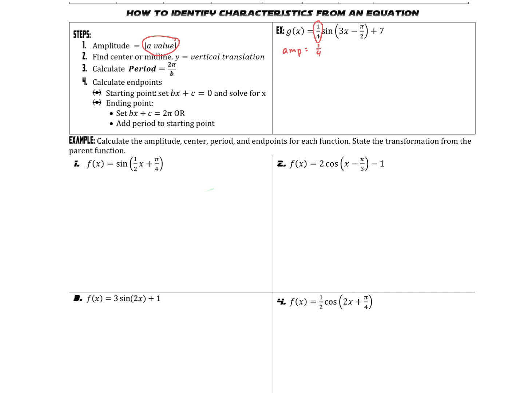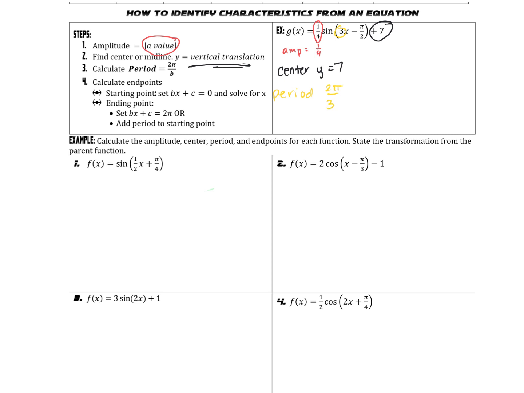The center, or the midline, is going to be that vertical translation, and it's going to be written as a line. So the midline, or the center, you can call it either, is going to be the line y equals 7. The period is going to be 2 pi divided by b, and in this case, in the b spot is 3, so the period is going to be 2 pi divided by 3.